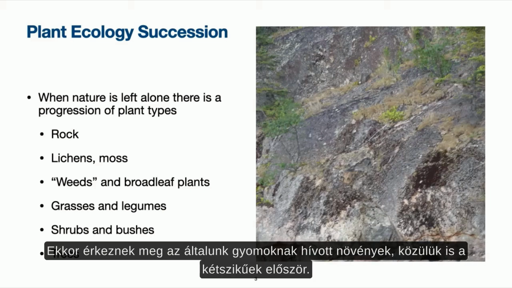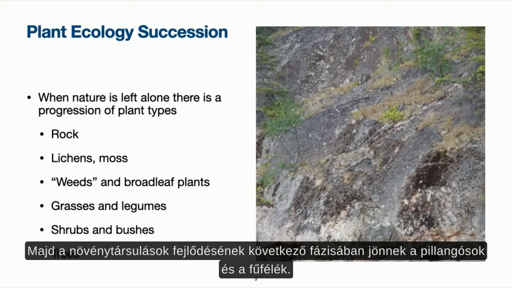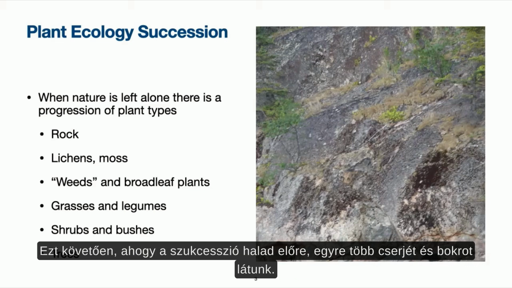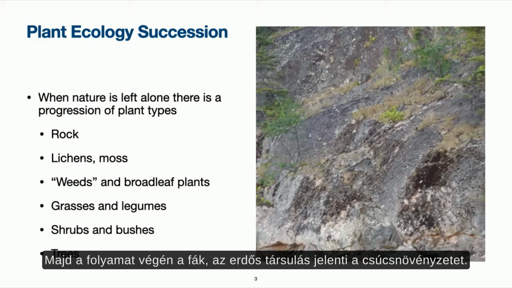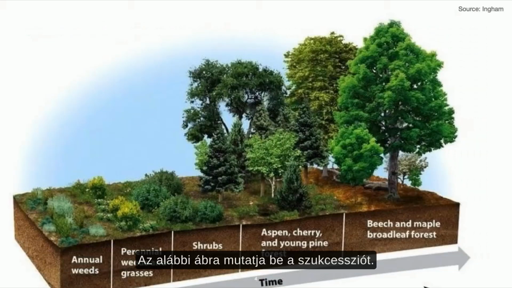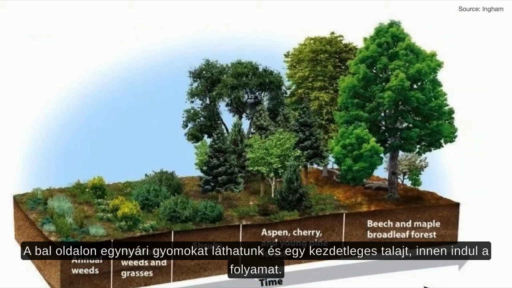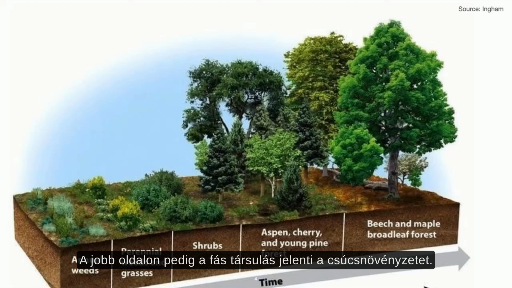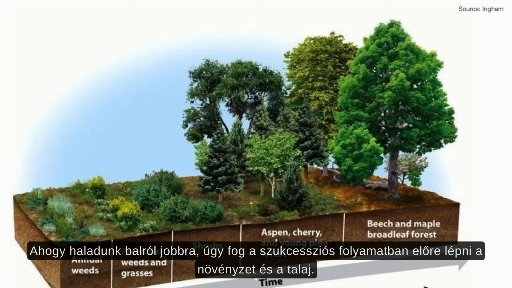this is where our weeds and our broadleaf plants start taking hold. As it develops further, our grasses and legumes start to dominate. After that, as it progresses, we start seeing more shrubs and bushes. Then we see trees as the apex vegetation type. So looking at a slide, on the left we see our annual weeds, so a relatively primitive soil, and on the right where we see our apex vegetation, we see our trees. So as we move along, this is what will happen in our soil and plant ecology.